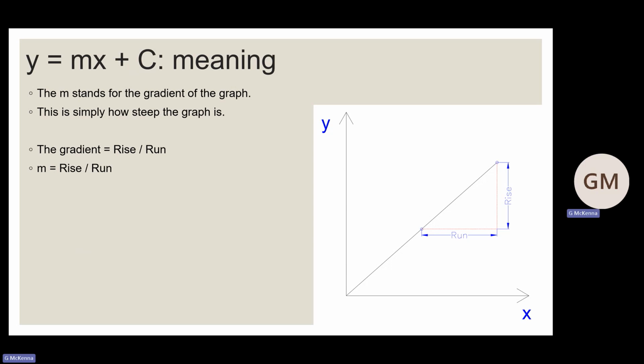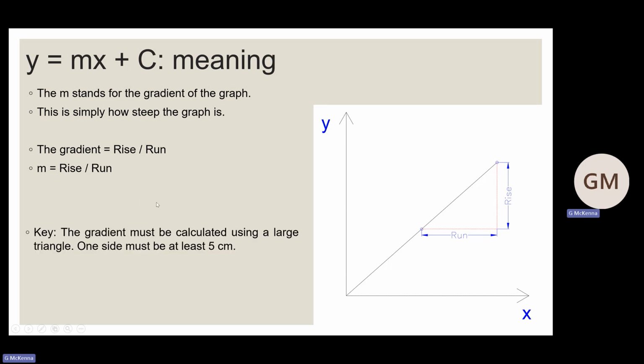Now the m stands for the gradient of the graph, and this is quite simply how steep the graph is. And the gradient, which I'm sure you're probably aware of already, is equal to the rise of the graph divided by the run, which you can see labeled in this wee illustration here. The rise, the vertical rise, divided by the respective run. Now we can summarize that gradient. We use the symbol m for it. And so m is equal to the rise divided by the run.